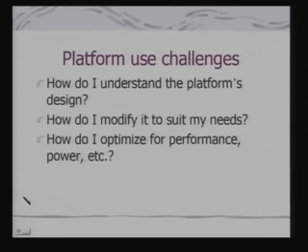Therefore, what are the challenges for users? How do I understand the platform design? How do I modify it to suit my needs? And how do I optimize for performance, power, etc.